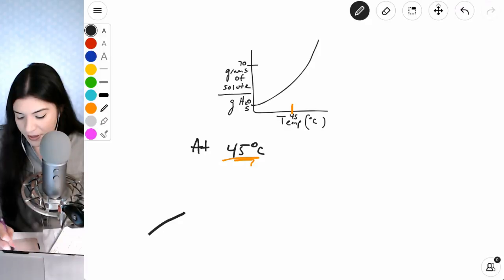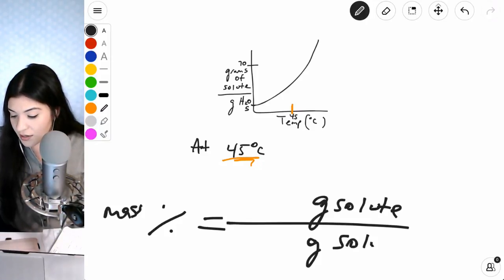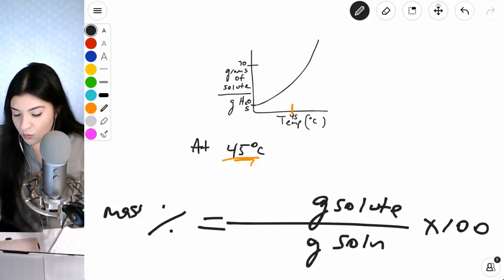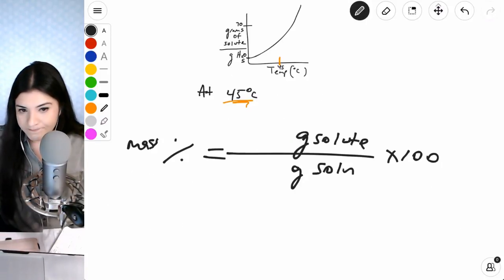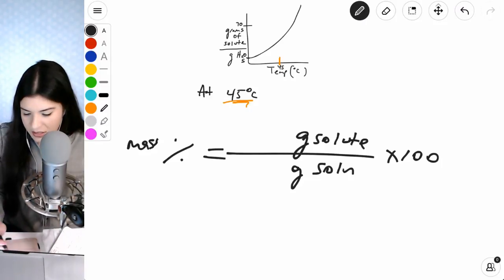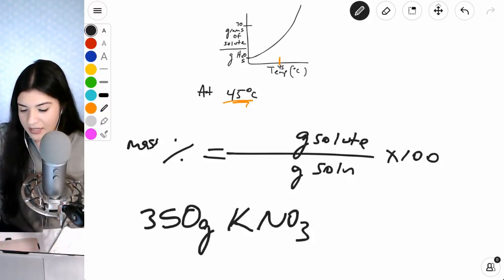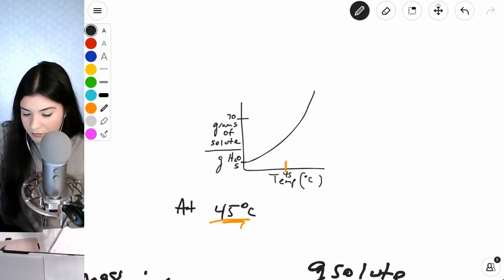So if it were percent by mass or mass percent, that formula would have been grams of our solute divided by the grams of our solution times 100. So let's say if, let's see what else I can state with that. Let's say if they gave you 350 grams of KNO3, and let's state that this is KNO3.